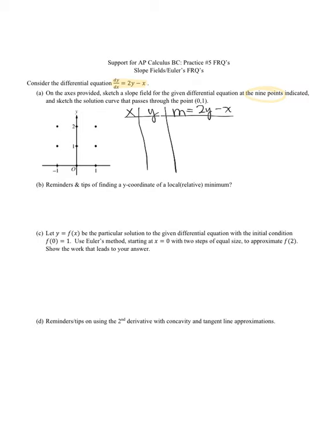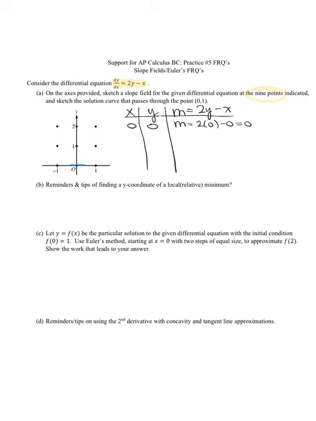I'm going to just start with any point. I'm going to start with the origin, so 0, 0. And so then my slope would be 2 times 0 minus 0, which would be 0. So my slope at that point will be 0, so that would be a horizontal tangent. I'm just going to do a blue line there.